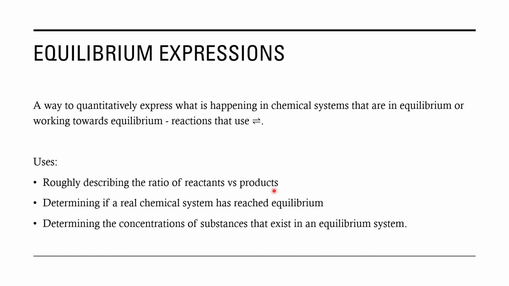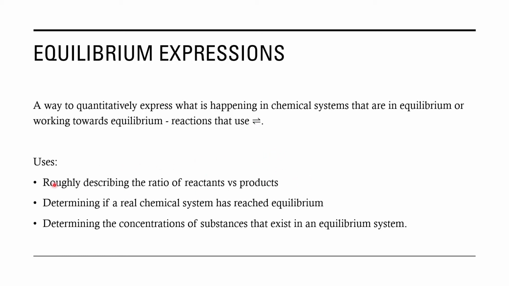So if there's a reaction that's in equilibrium, or there's a chemical system that's on its way to forming equilibrium, we're looking at reactions that are reversible, and both reactions are actively happening at the same time. So they'll have one of these double arrowed symbols to show that. And what we can do is represent each reaction using one of these equilibrium expressions. And we can use these expressions for lots of different reasons.